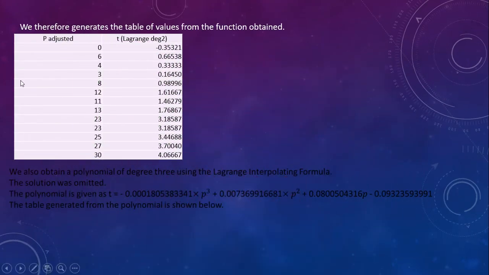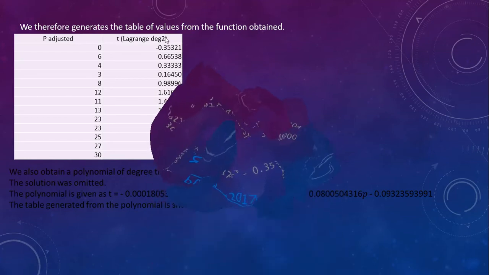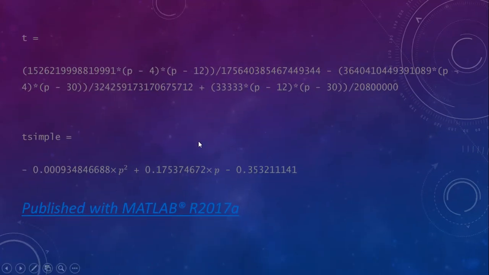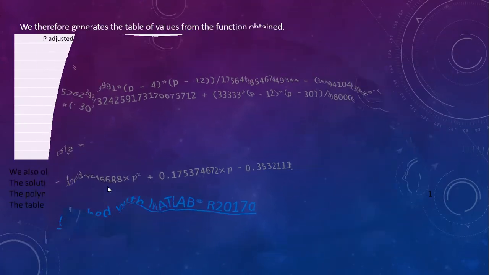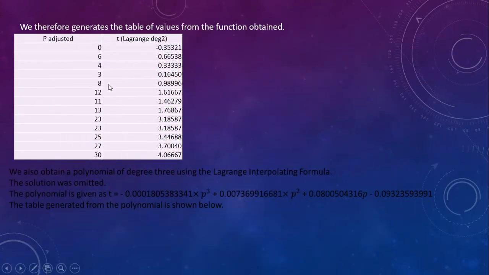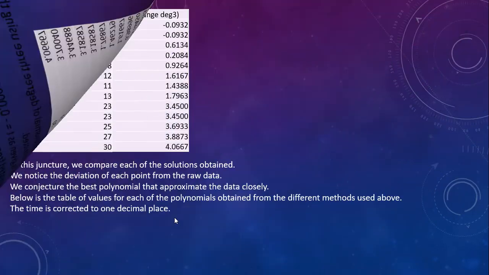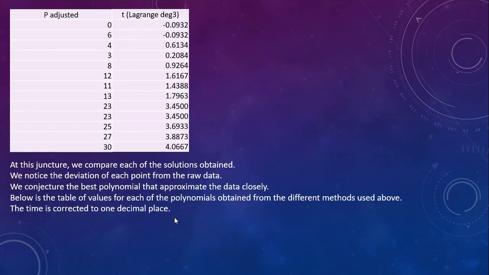So we therefore generate the table of values for the function obtained. This is the time we obtain from the Lagrange interpolating formula of degree 2. This function, we use it to generate this table. We obtain a polynomial of degree 3 using the Lagrange interpolating formula, and this is the function we obtain. The table generated from this polynomial is also shown.